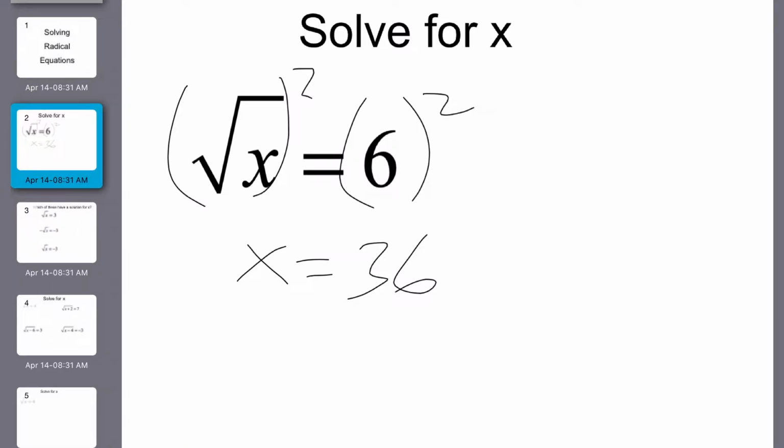And one important thing to do with these types of problems when solving a radical equation is to go ahead and plug the answer you got back into the original problem to make sure that it does, in fact, work.